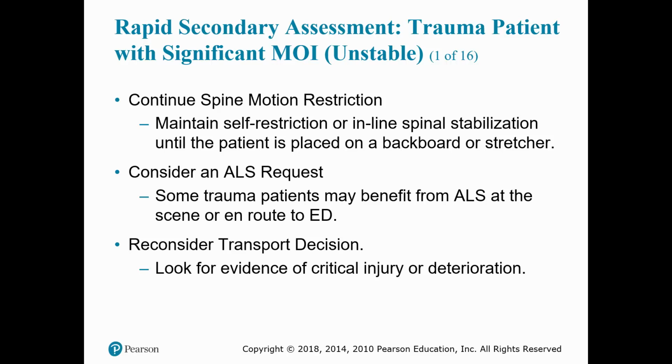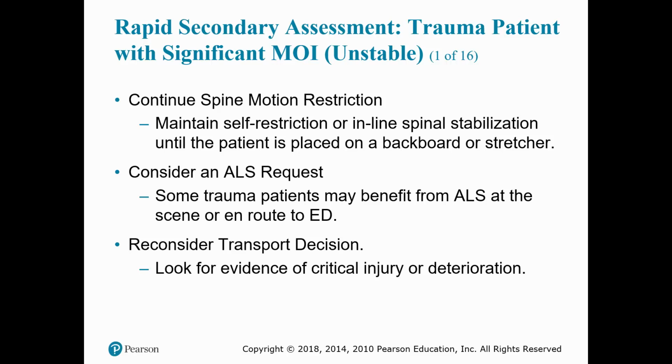You also want to consider requesting ALS. Some trauma patients may benefit from ALS at the scene or en route to the ED. Airway trauma, or any indication that air from an injured lung is trapped in the chest cavity, causing the uninjured lung and the heart to be compressed from a tension pneumothorax, may be the reason for the symptoms going on with your patient. So you would definitely want to call ALS or a unit that has the capability to do that.